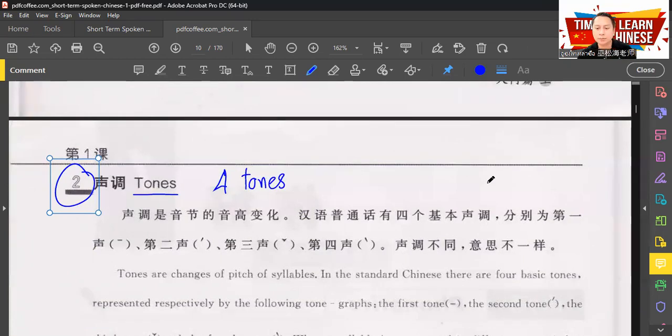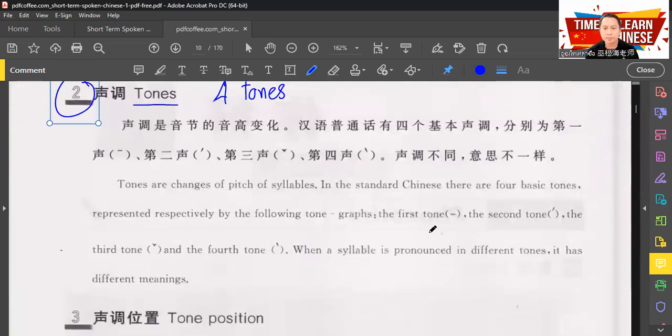For the first tone, the symbol is like this. This tone is very flat. And this is similar to the second tone. This one is the symbol of the third tone. And the last one is the symbol of the fourth tone.